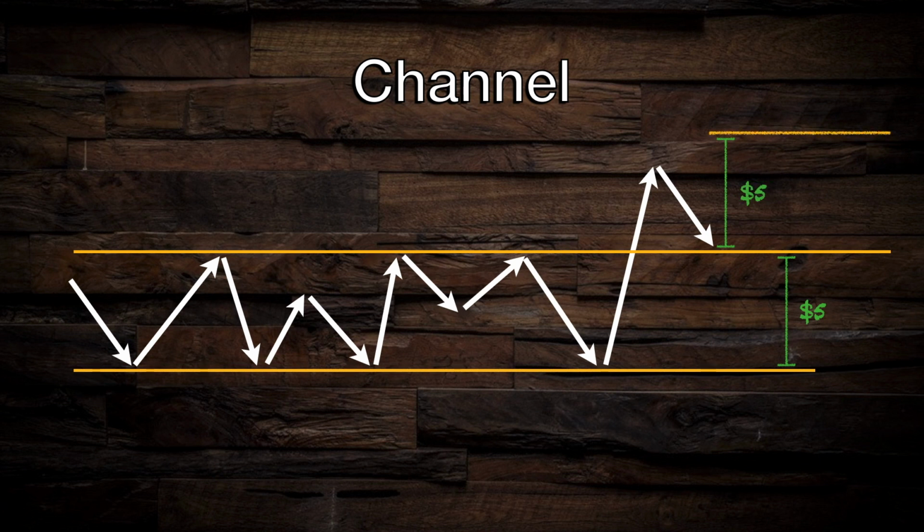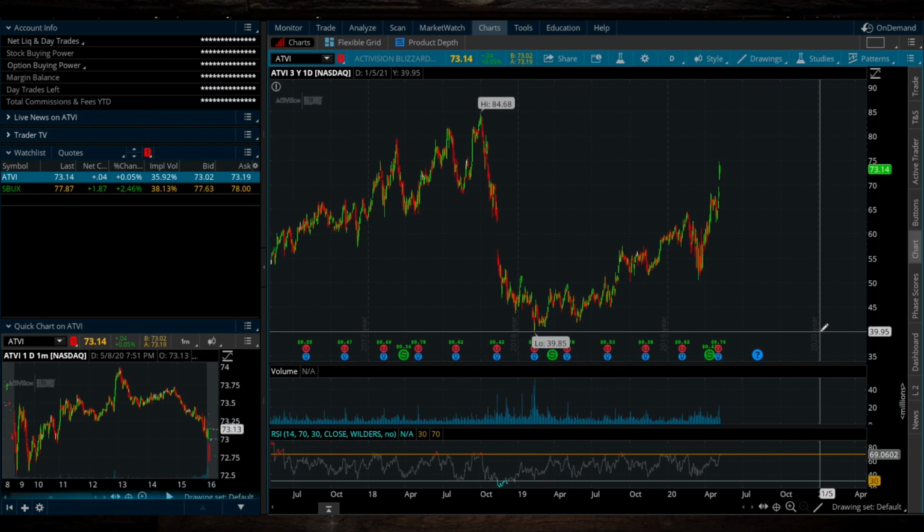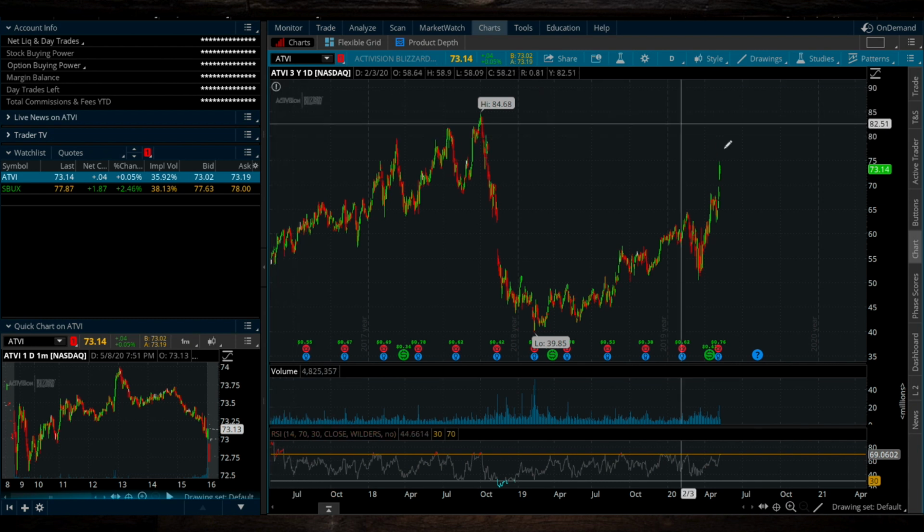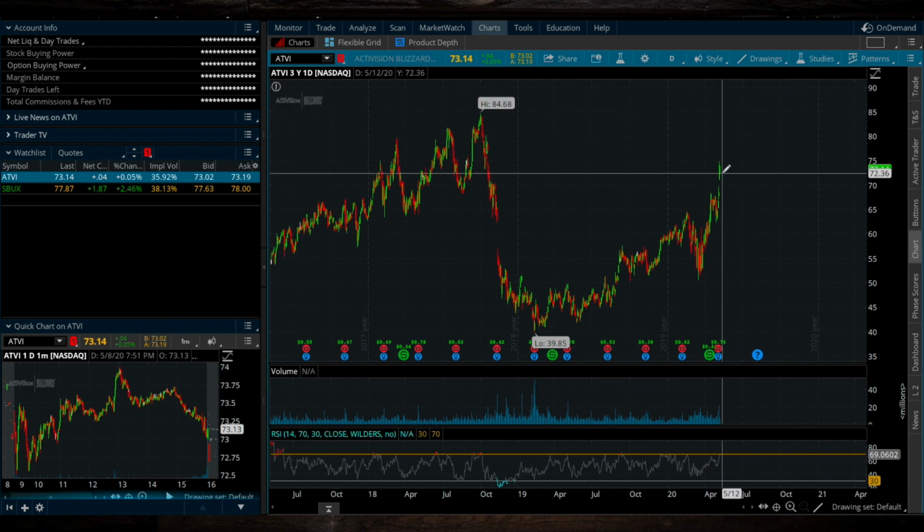Let's head over to the charts and look at a few real-world examples. So here we have a chart of Activision Blizzard, and I want to show you how we can draw lines of support and resistance on this chart to do some technical analysis on the stock. Up here in the top left, you can see this is a 3-year, 1-day chart. So that means that this is a time frame of 3 years, and each little candle represents 1 day of trading.